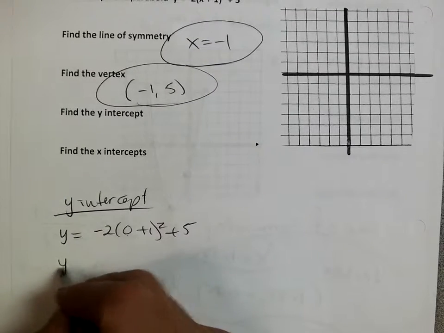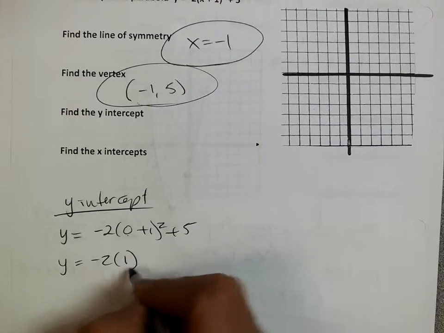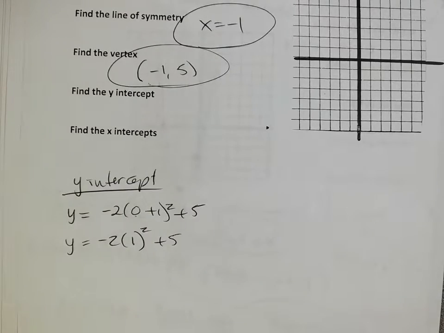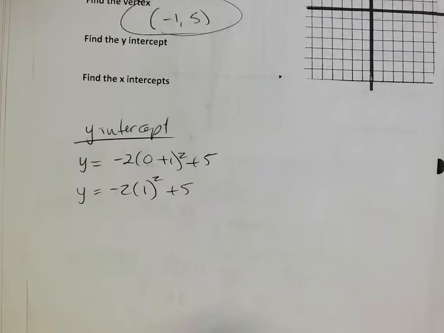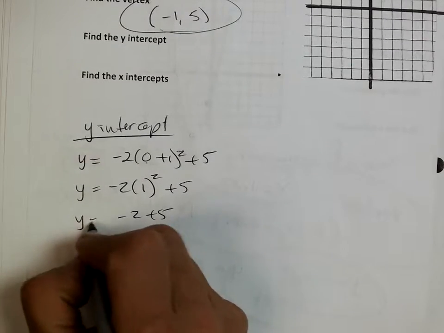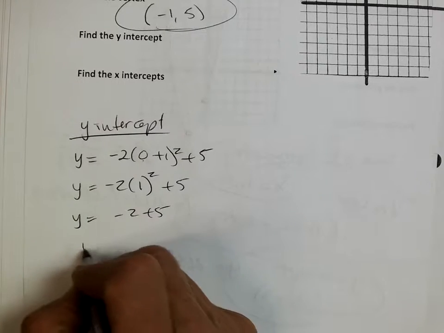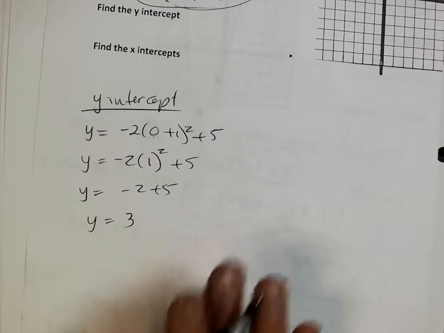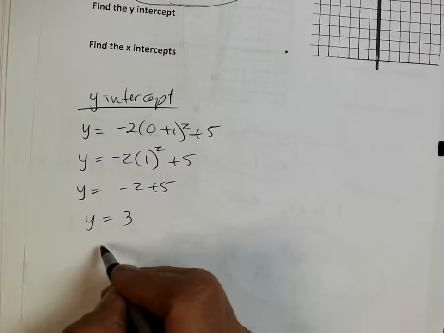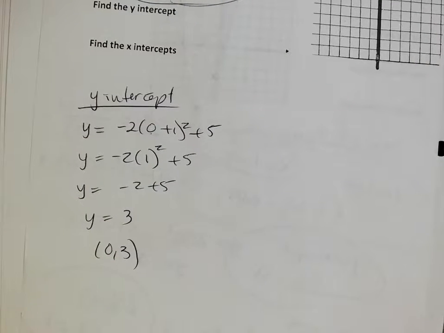So I've got y equals -2 times 1 plus 5, right? 1 squared is 1, times -2. So I really get -2 plus 5, which is 3. So I have a y-intercept, because we let x equal 0, at (0, 3). Okay, how's that looking?